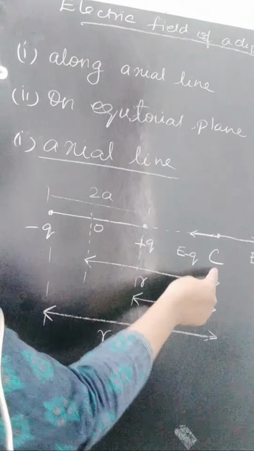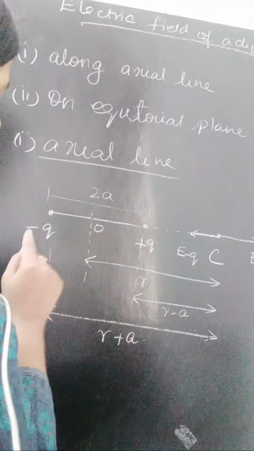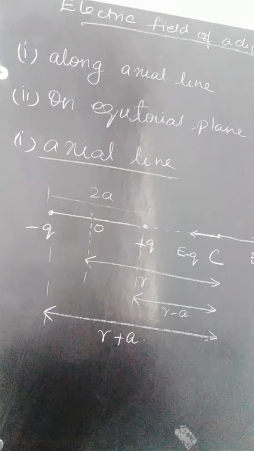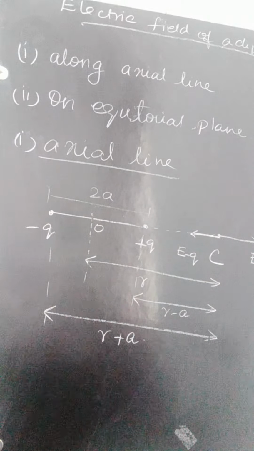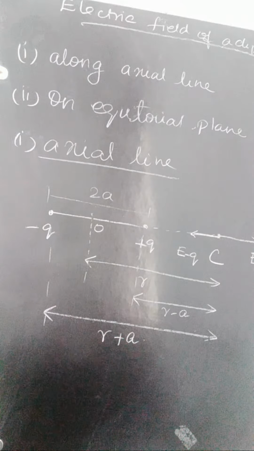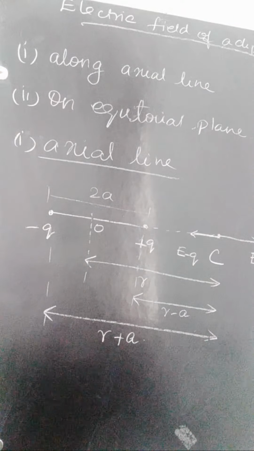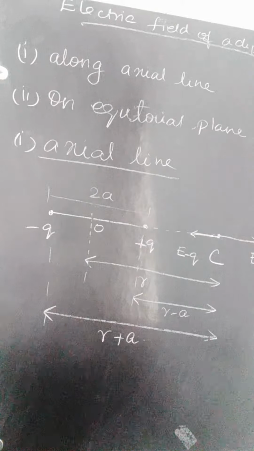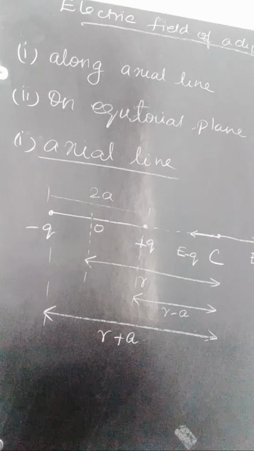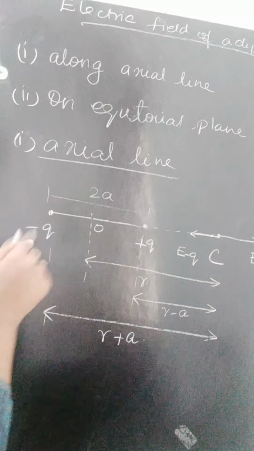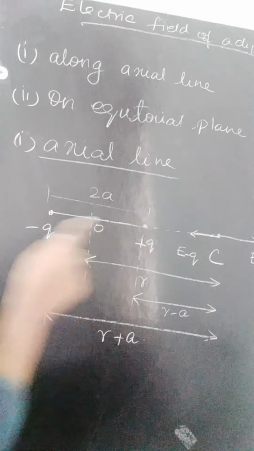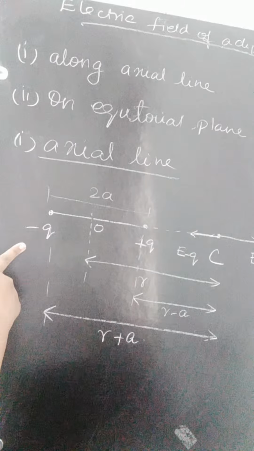So C lies closer to plus Q or closer to minus Q? C lies closer to plus Q. So the electric field at the point C is very, very high. It experiences a very high electric field due to the plus Q. And it will be very less compared to the plus Q. The minus Q will hold very less electric field. Clear?